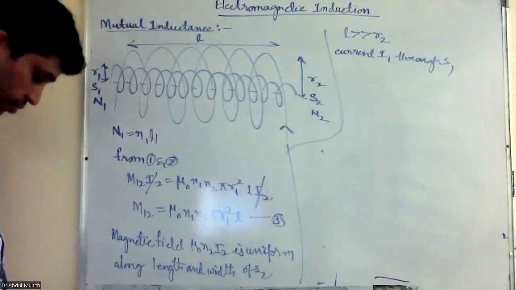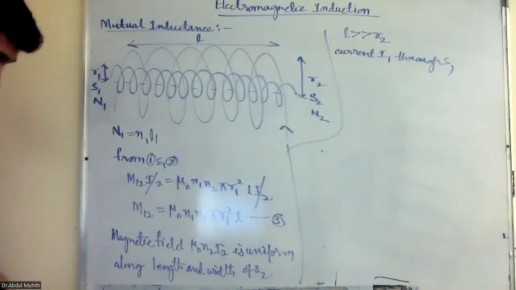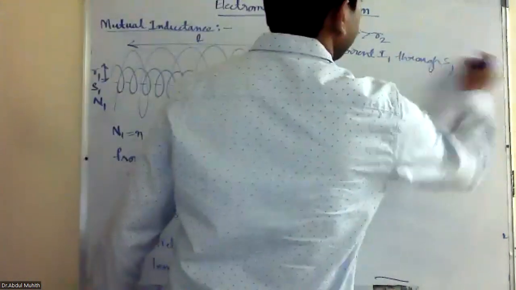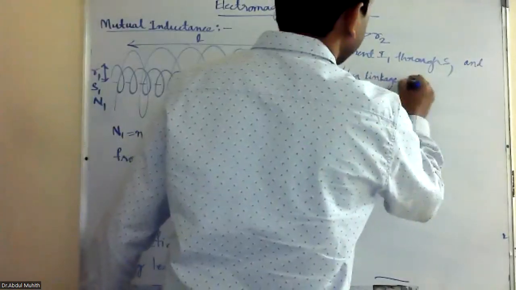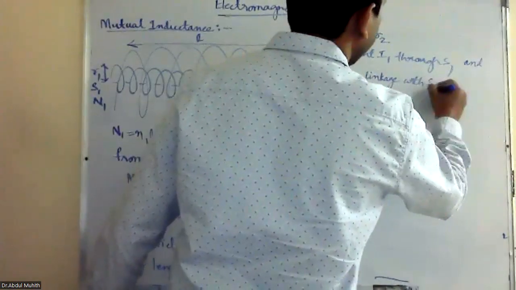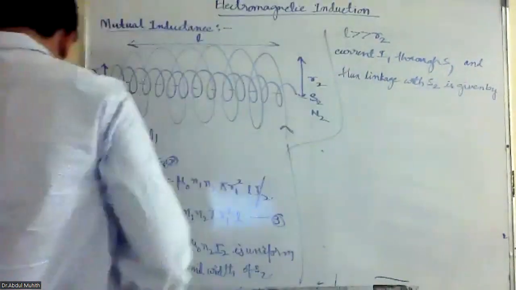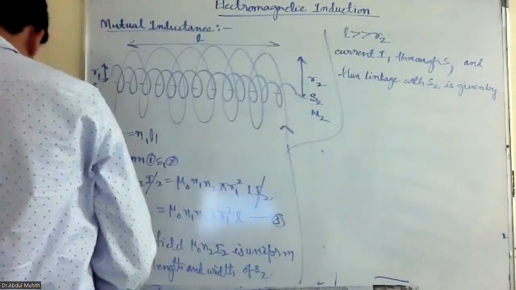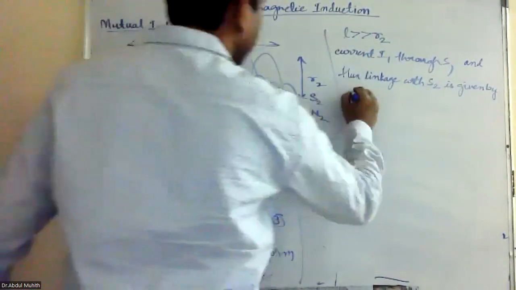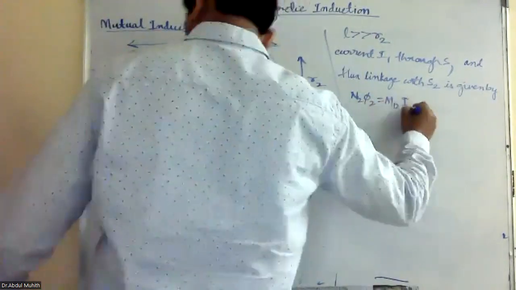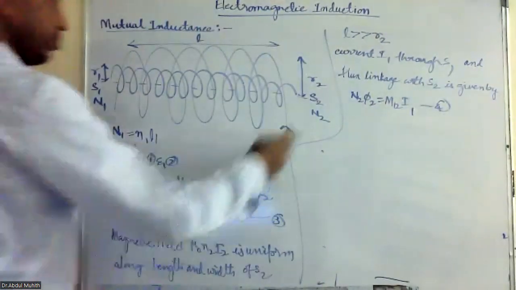So now a current I1 through S1, and the flux linkage with S2 is given by N2 phi2, which is equal to M21 into I1. This is equation number 4, and the previous one is equation number 3.